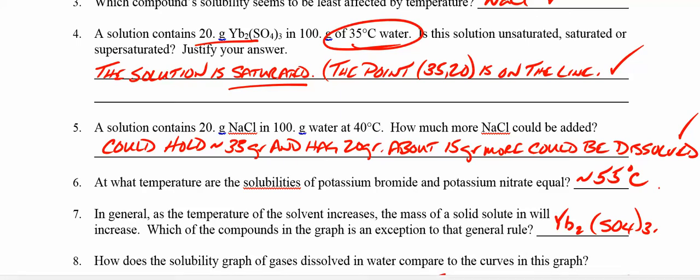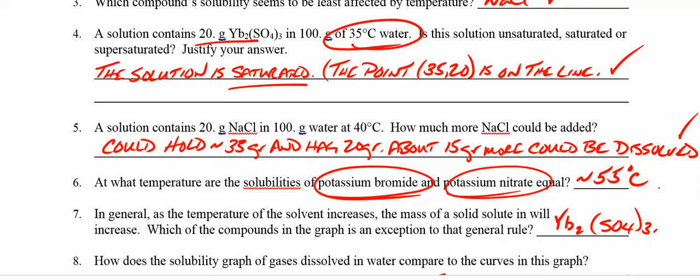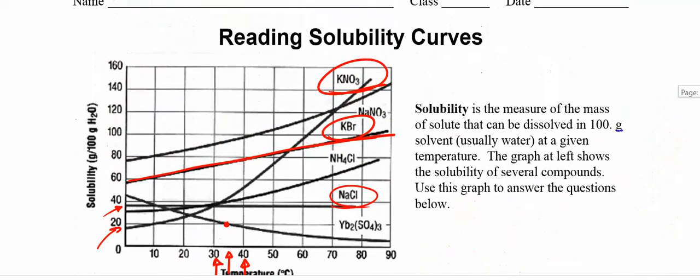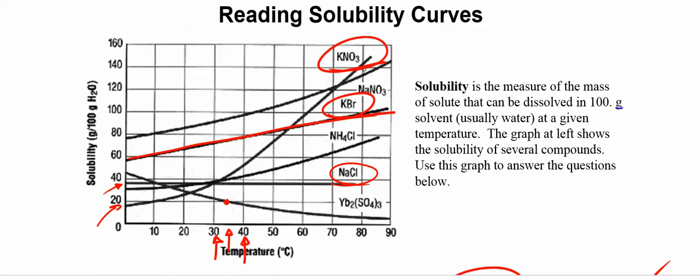Number 6 says this. At what temperature are the solubilities of potassium bromide and potassium nitrate the same? So we're going to look for potassium bromide and potassium nitrate, and we're going to look to see where they intersect, right? So if we look for potassium nitrate, it's right there. Potassium bromide is right there. The intersection is right there, you see? Right there.